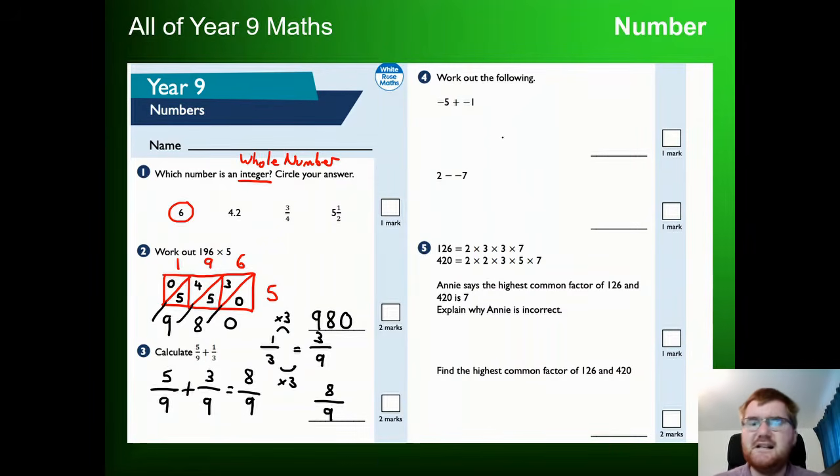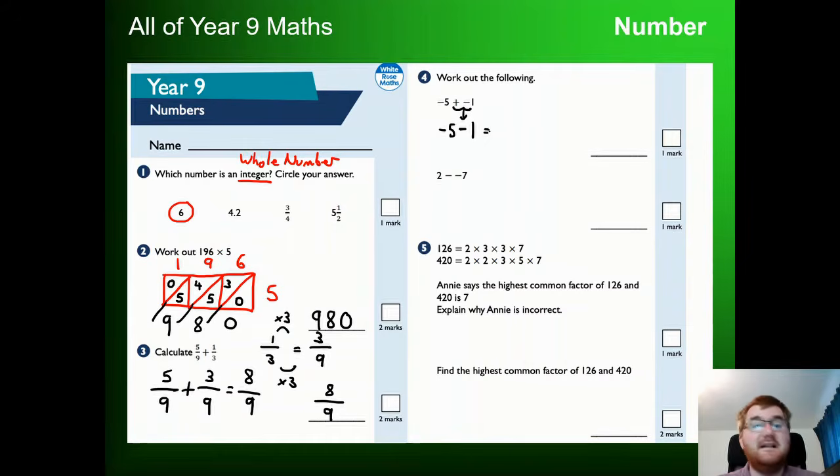Now question 4 is the classic negative number question, and I try and do this in 2 steps, so do listen carefully. So here we've got -5 plus -1. If we have a plus and a minus next to each other, then that becomes a minus. So I'm leaving everything else alone here, apart from the plus and minus next to each other, which is equal to a minus. So we get -5 minus 1.